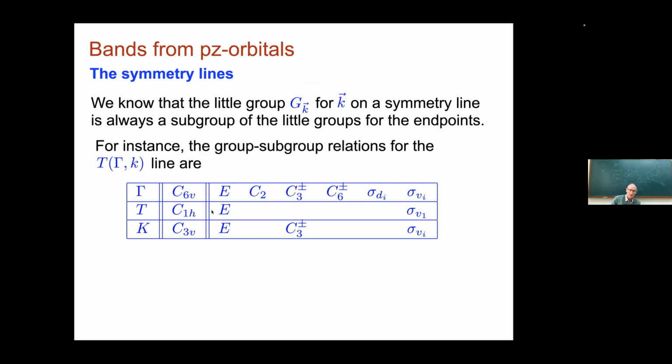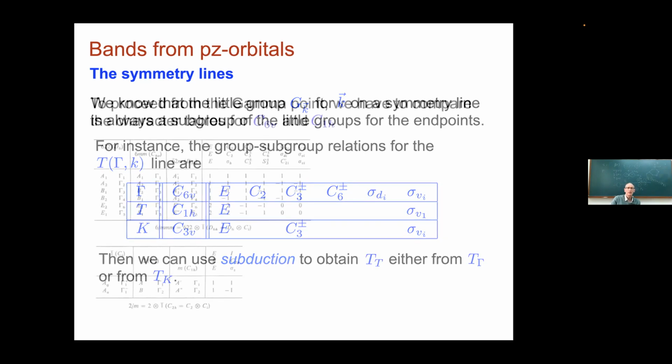The little group of the line is a subgroup of both the little groups of the gamma point and the K point. So if I know the irreps for this group, I can just immediately use subduction to find the irreps on the line. Or I can also do it from K, and I should get the same result. That's where compatibility comes about. Everything should be compatible. So I'll do it for this line, and you can do it at home for all the other lines.